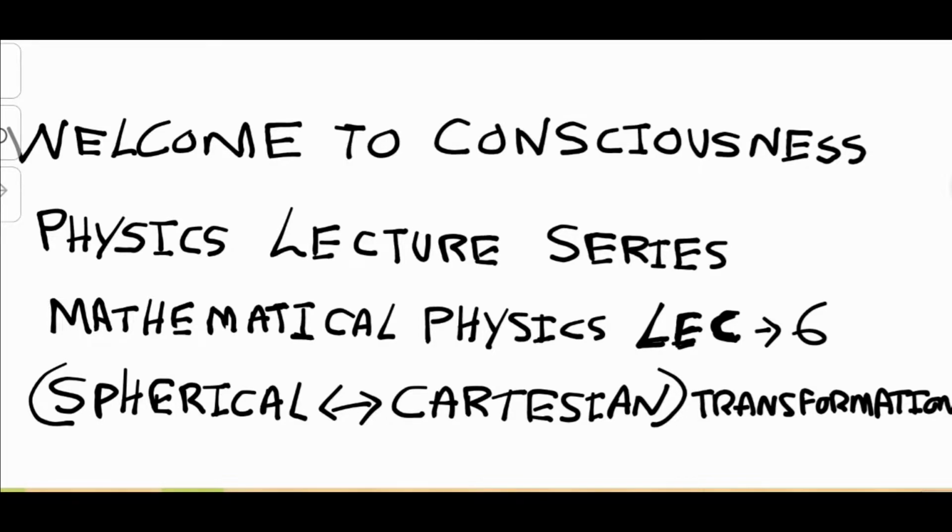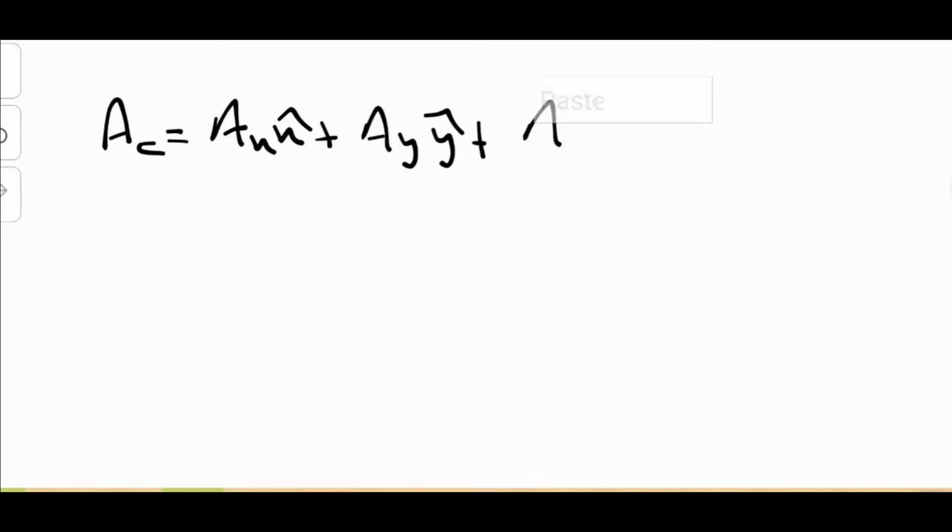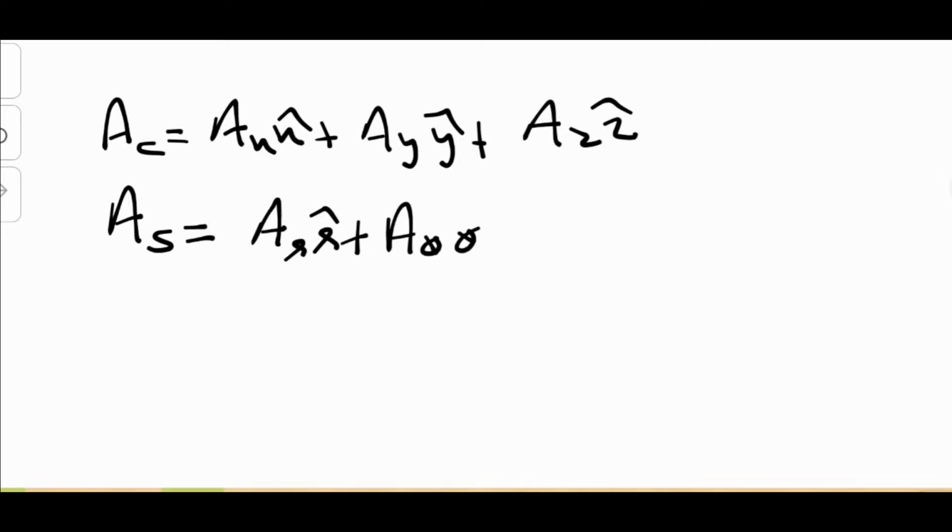In this lecture we are going to look at the spherical polar coordinate to Cartesian coordinate transformation. So let's start with a vector. In Cartesian coordinate system, it looks like ax x cap plus ay y cap plus az z cap. And in spherical polar, it looks like ar r cap plus a theta theta cap plus a phi phi cap. So this is the basic format of a vector.